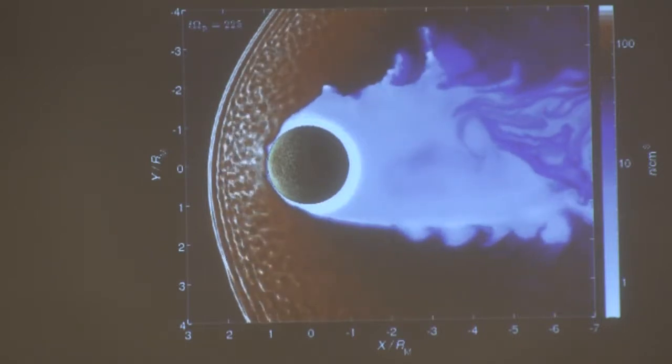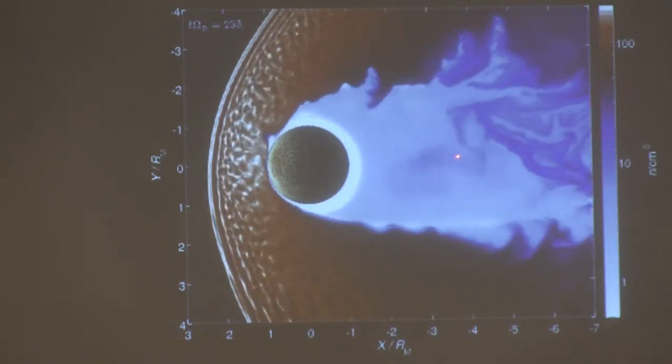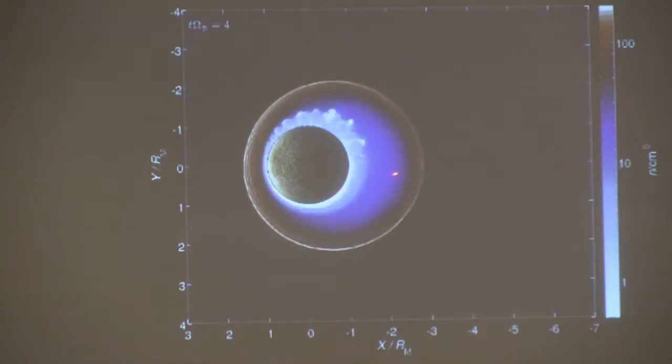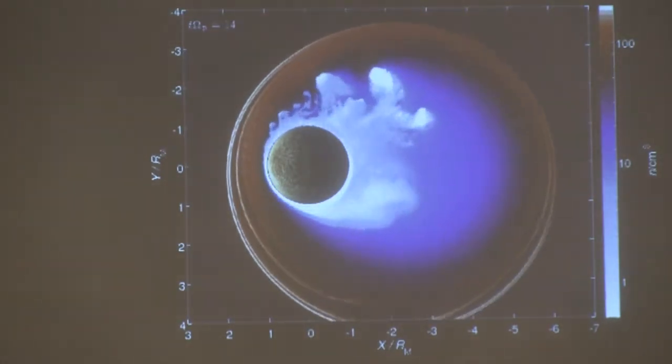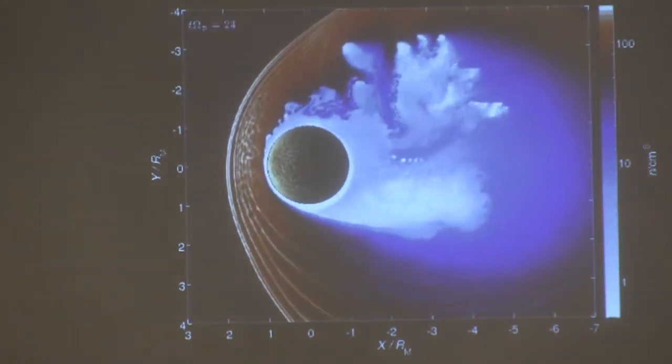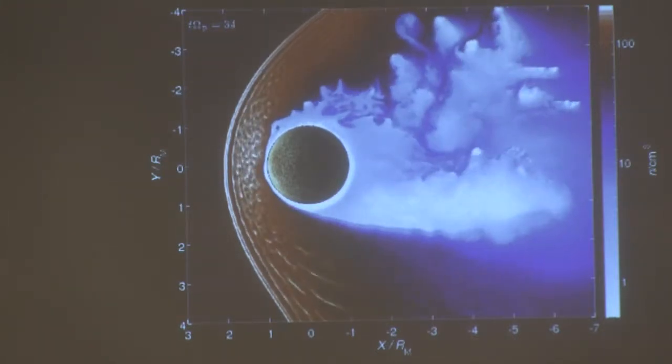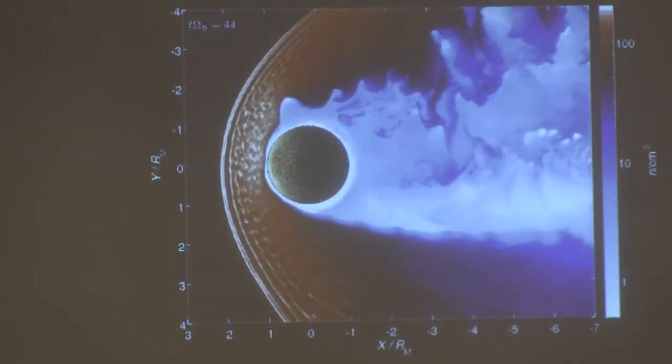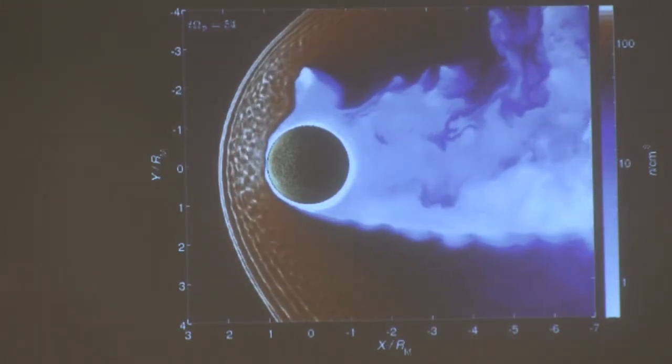So this single dot, which you can see in the noise here, is a single simulation cell loaded with hundreds of particles. The entire simulation has around 3 billion particles.